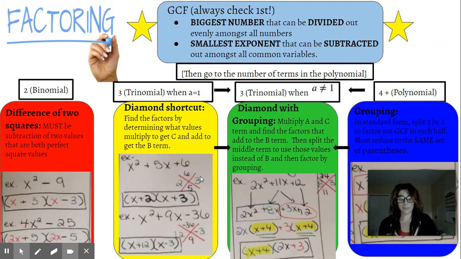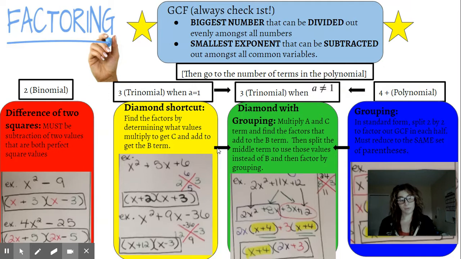We reviewed it in the very beginning of September, and I gave you this kind of flow chart. So the main idea is always look for a GCF, and then we have these four ways. We have our difference of two squares, we have our diamond shortcut method, and we have our grouping, and then obviously the combination of these two. So those are all ways to factor quadratics. We're going to build upon that.